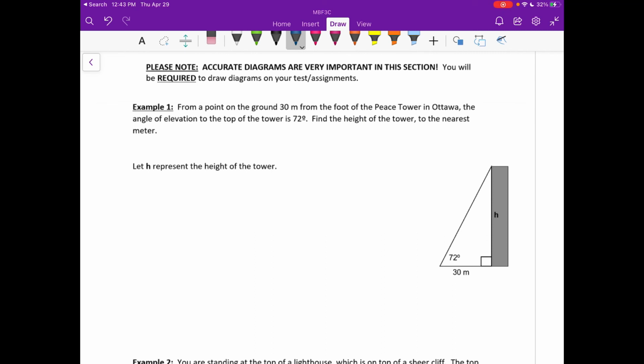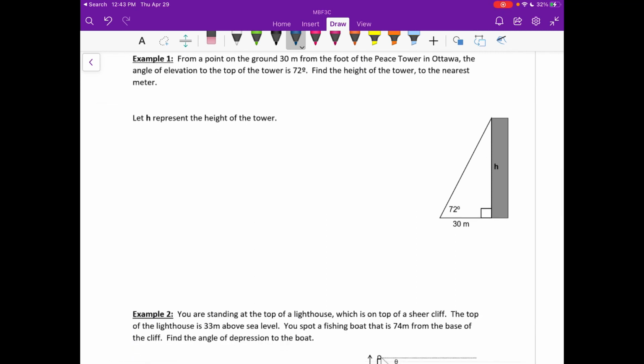Okay? So we'll start off with our first example. You have a diagram here already. It says, from a point on the ground 30 meters away from the foot of the Peace Tower in Ottawa, the angle of elevation to the top of the tower is 72 degrees. Find the height of the tower to the nearest meter.